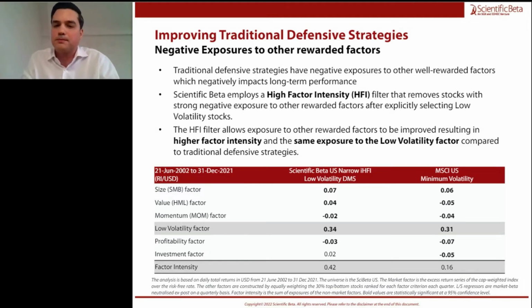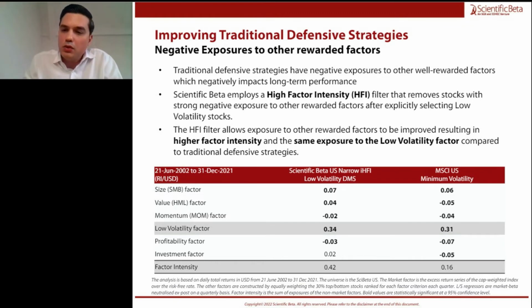profitability, or low investment. In essence, despite the 0.31 positive low volatility beta, the overall factor intensity of this portfolio is only 0.16. So when you sum all these betas, you get a low factor intensity. It means that you get some benefit from the low volatility exposure, but you are leaving money on the table, or you are actually being hit by negative exposure to other well-rewarded factors.